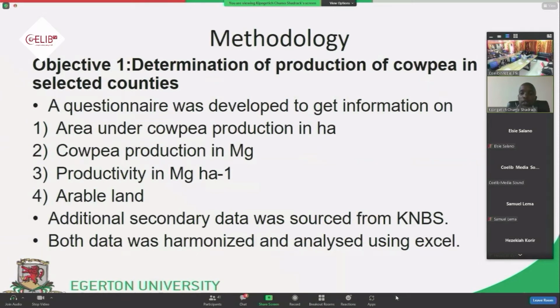Methodology, determination of cowpea production in selected counties. A questionnaire was developed where the key interest was to look at the areas under cowpea production in hectares, cowpea production in megatons, which is equivalent to 1 ton, production in megatons per hectare, and the arable land under cowpea production. Additional data was sourced from Kenya National Bureau of Statistics. Both data sets were harmonized and analyzed using Excel.